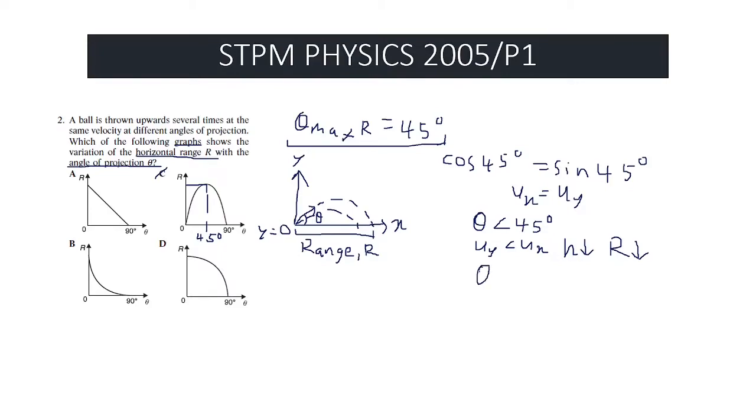And if theta is more than 45, uy will be bigger than ux. Although in this case we will get the maximum height to be higher, the problem is the contribution to ux is less. Due to this ux being less, the range will also be less. So the maximum possible range we can get is only at 45 degrees.